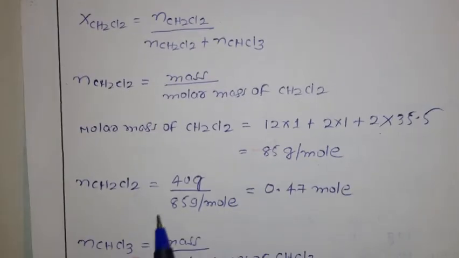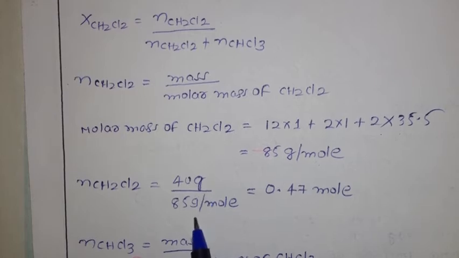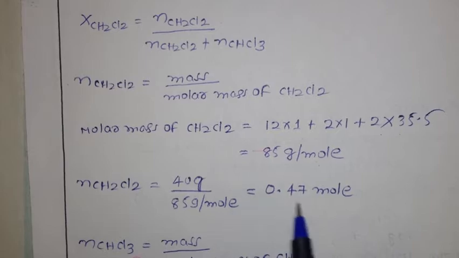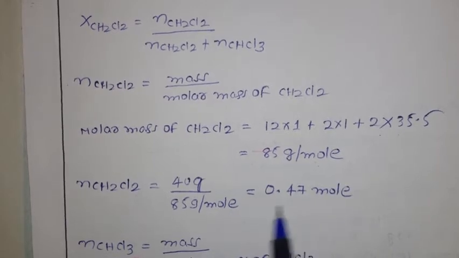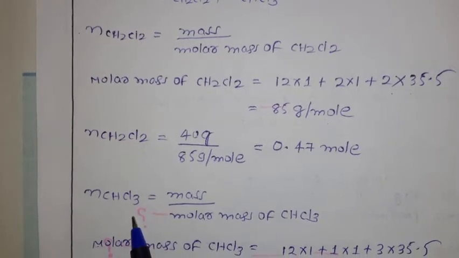Molar mass is already obtained and the mass is already given. So how many moles? The mass we have is 40 grams divided by 85 grams per mole. The gram gets cancelled. You get the number of moles of dichloromethane as 0.47 mole. Now let us calculate the number of moles of chloroform.